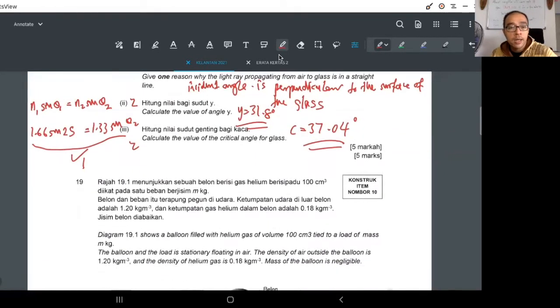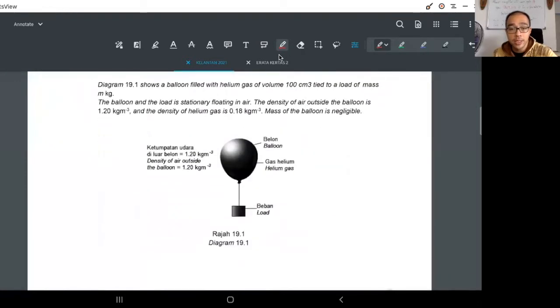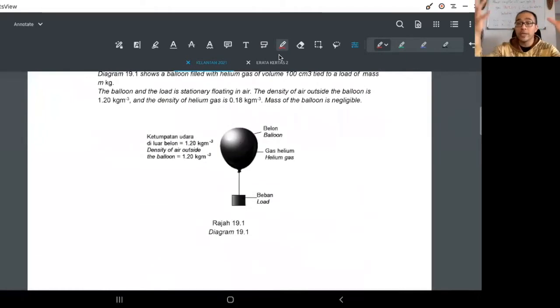All right, let's go to question number 19. It shows a balloon filled with helium gas of volume 100 centimeter cube, tied to a load of mass m kg. So there is a balloon with helium, and it's tied to this mass. Now the balloon and the load is stationary and floating in the air, and this is a very important thing. It is stationary, it's not even going up or going down. The density of the air outside the balloon is 1.20 kilogram per meter cube, and the density of the helium gas is 0.18.